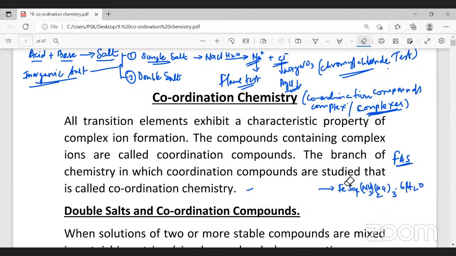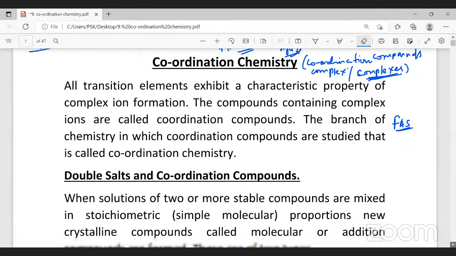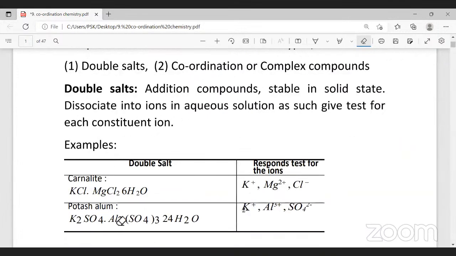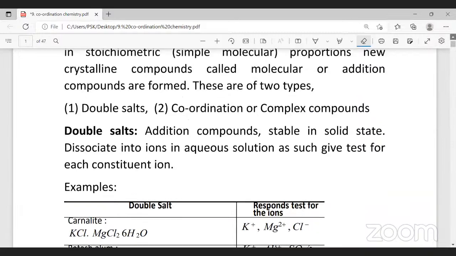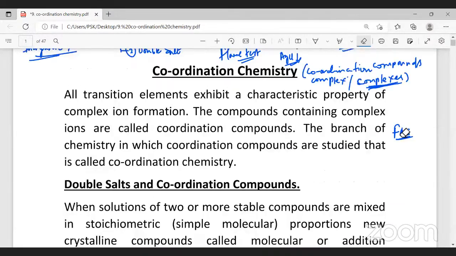Ferrous sulfate, and you will take ammonium sulfate, or ferrous aluminum sulfate. Or else, wait, we'll take one more example. I forgot this. Wait, I'll see. It's correct only. Yes, it's here. Aluminum sulfate, potassium aluminum sulfate. I took ferrous, okay, sorry. So this is also an example for a double salt.